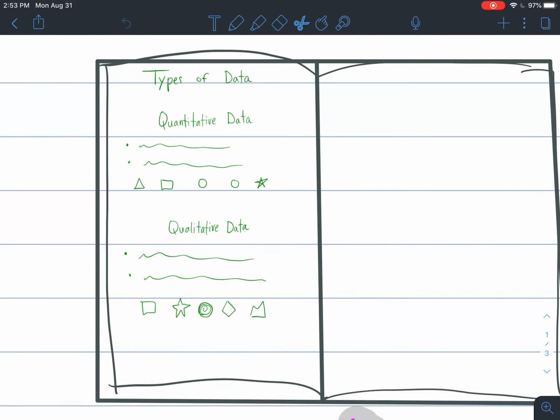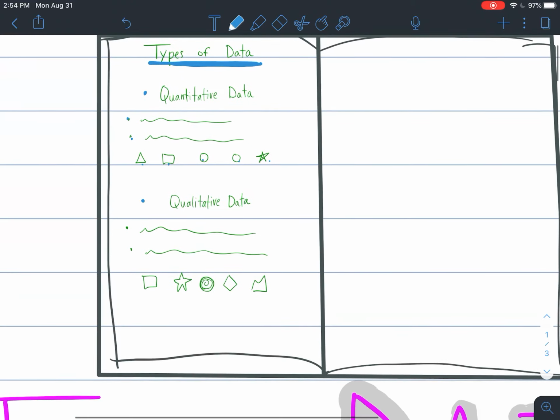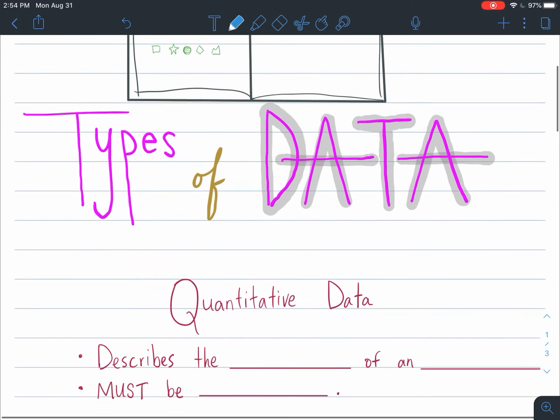Today we're going to set our science notebook page up like this. The title of your page should be Types of Data. We're going to look at two different types of data that can be categories for almost all data, I think, actually. That's quantitative data versus qualitative data. We'll describe the differences between them, define them, and draw some pictures to help explain the different types of data. So let's get started.